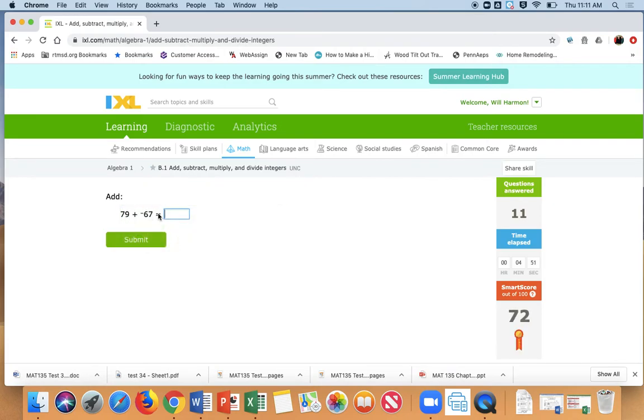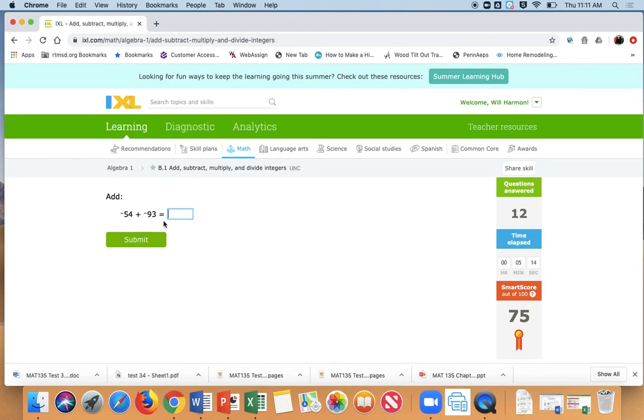79 plus negative 67. So if you have $79 and then you spend $67, how much do you have left? This format's kind of difficult to see, but if you put it in the vertical format where you have 79 over 67 and you're subtracting, I think you can quickly see that your answer is 12.